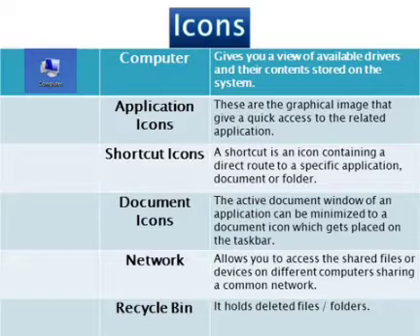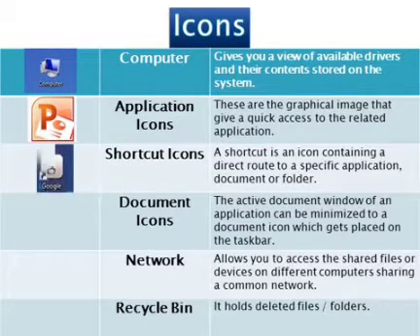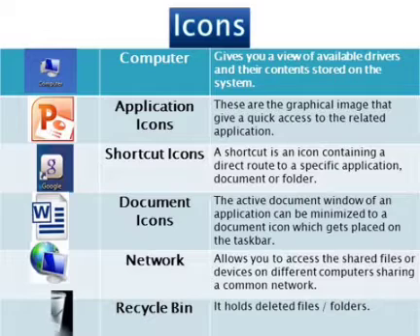Next is shortcut icon. A shortcut icon is an icon containing a direct route to a specific application, document or folder. Document icon. The active document window of an application can be minimized to a document icon. Next is network, which allows you to access shared files or devices. Next is recycle bin. It holds the deleted files and folders too.